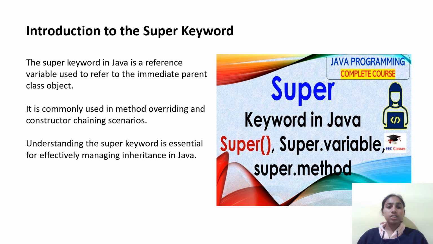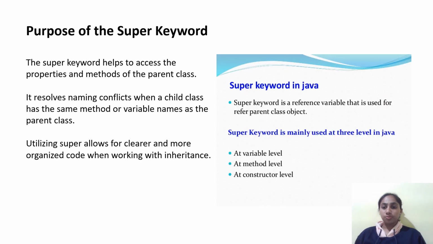The super keyword in Java is a reference variable used to refer to the immediate parent class object. It is commonly used in method overriding and constructor chaining scenarios. Understanding the super keyword is essential for effectively managing inheritance in Java. In Java, we use super.variable for variables or super.method for methods.